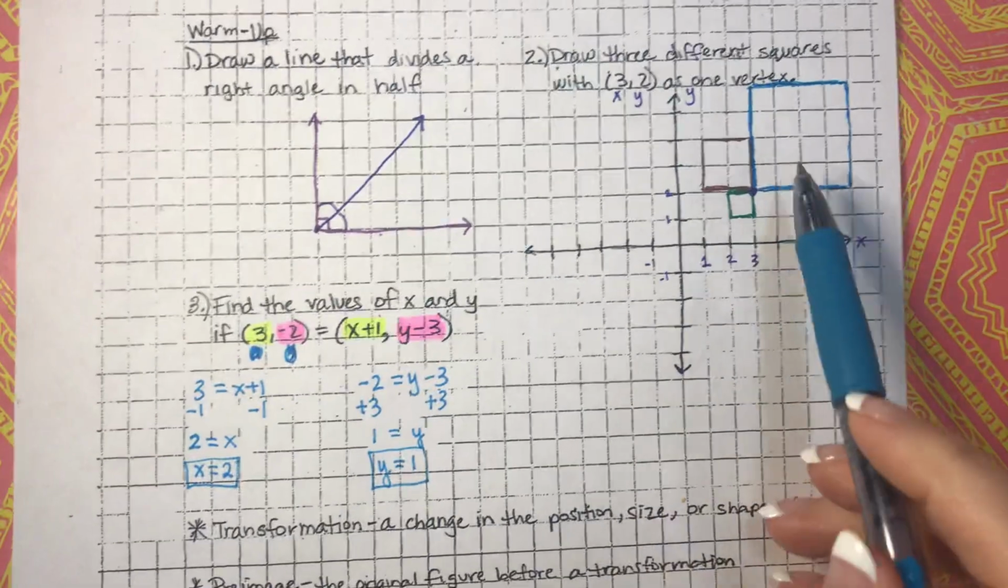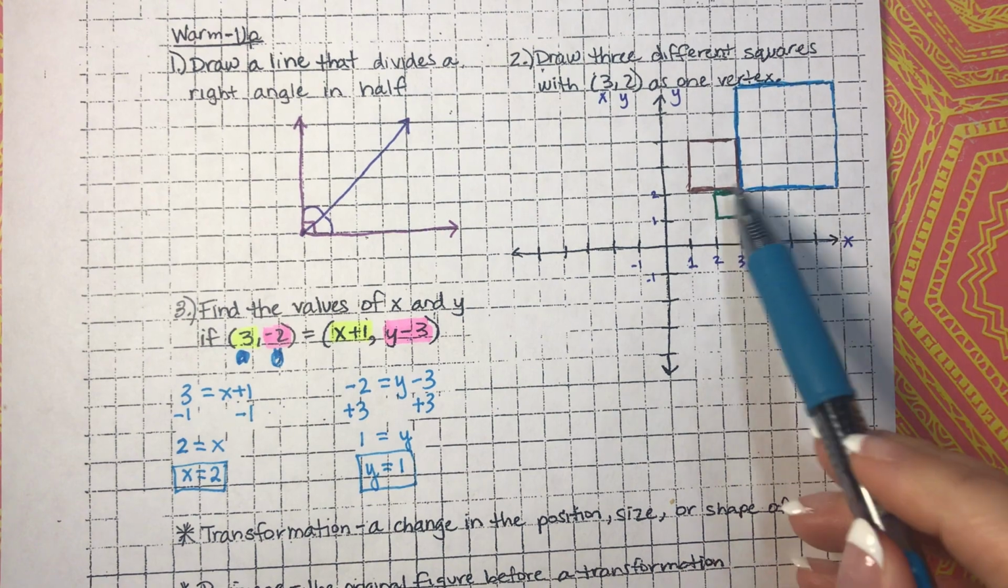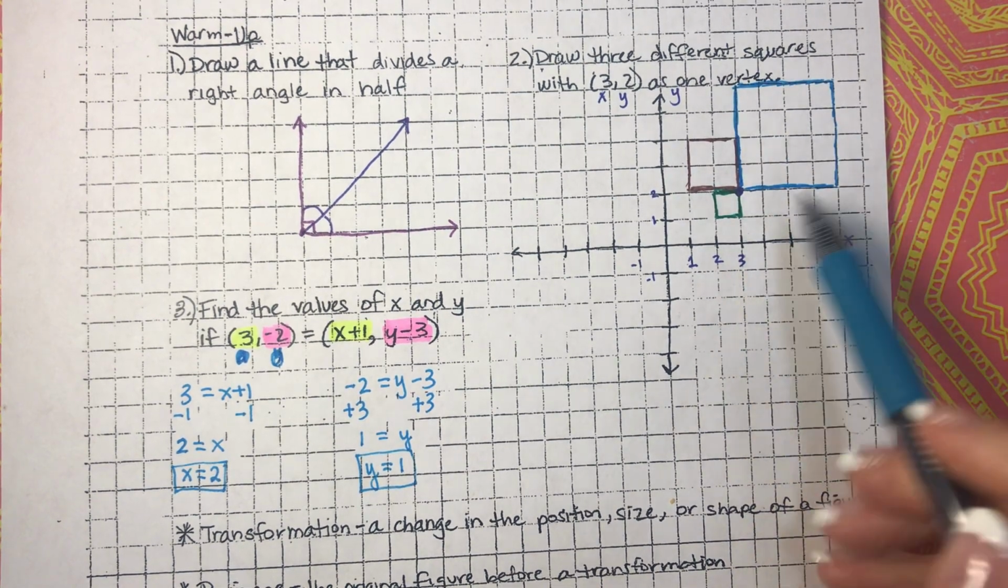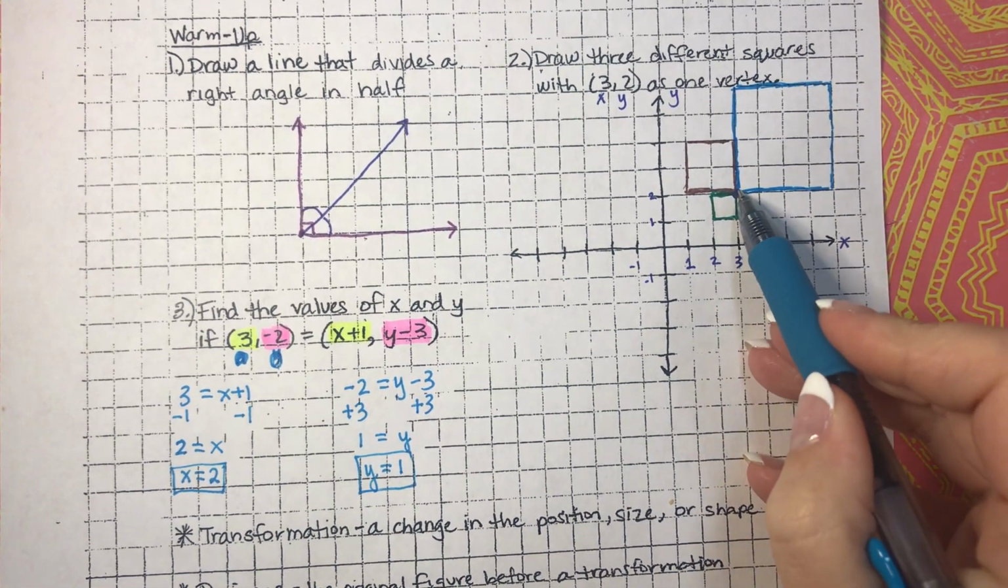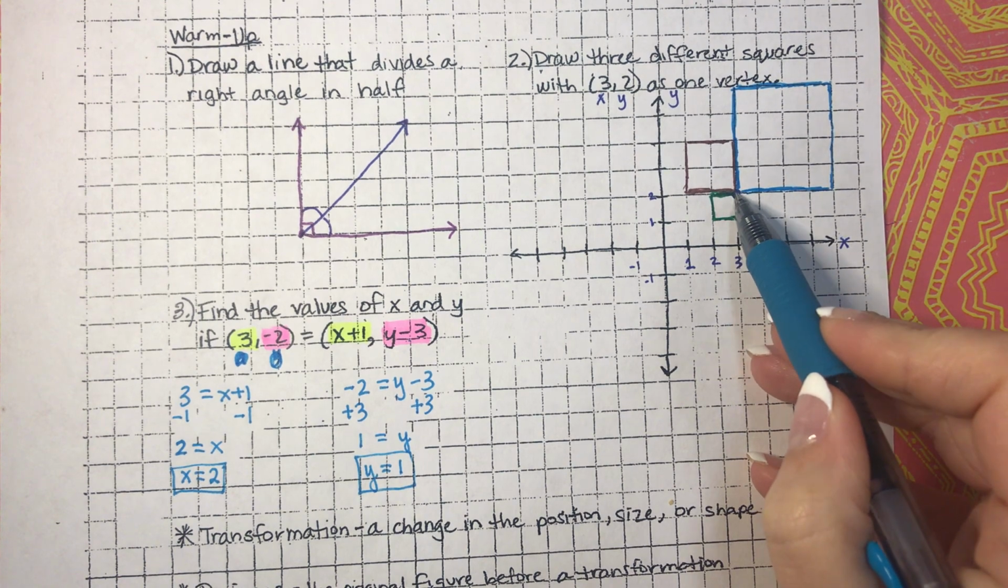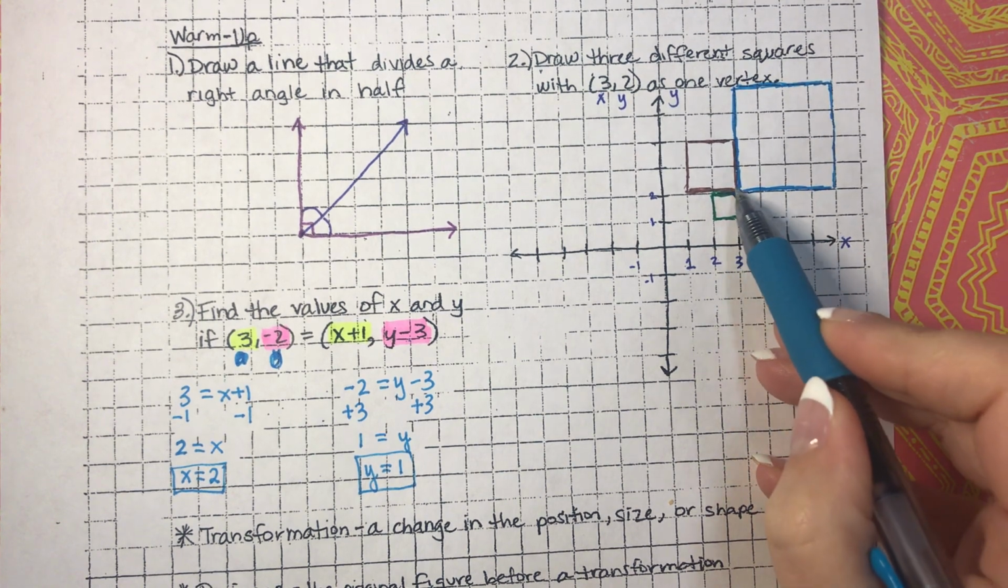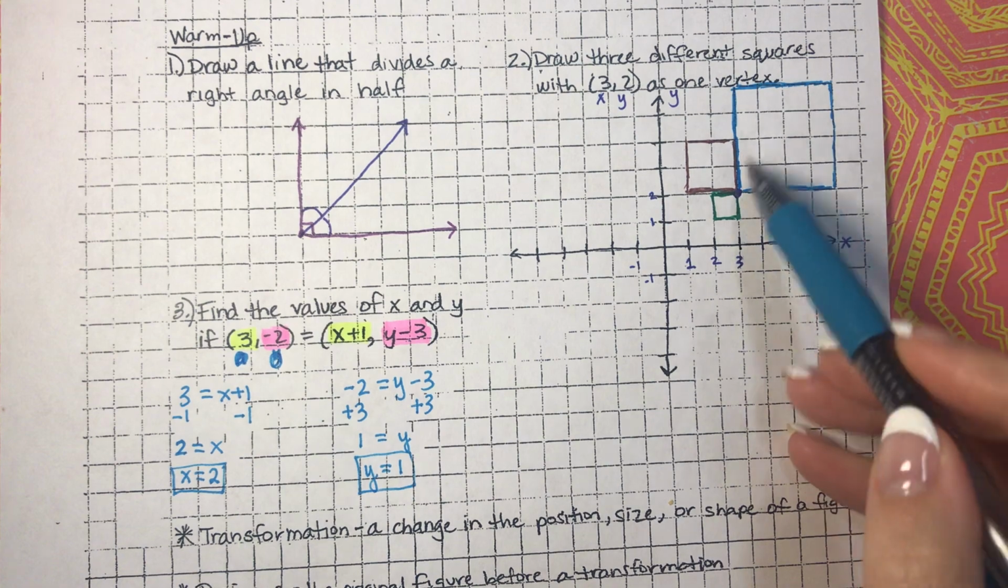Perfect. And over here on this, I didn't say that, but we could have a variety of different answers. You just need to make sure that that point is on the vertex. So the vertex is the corner. It has to be in the corner. That's what a vertex is. And you've got to have 3 of them.